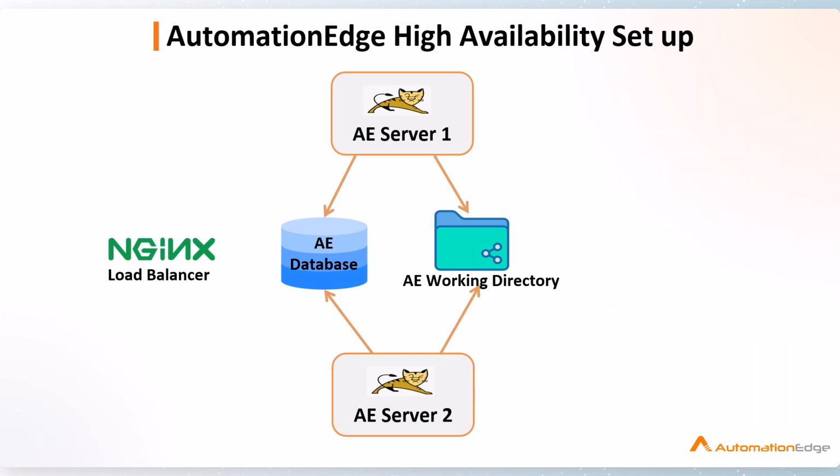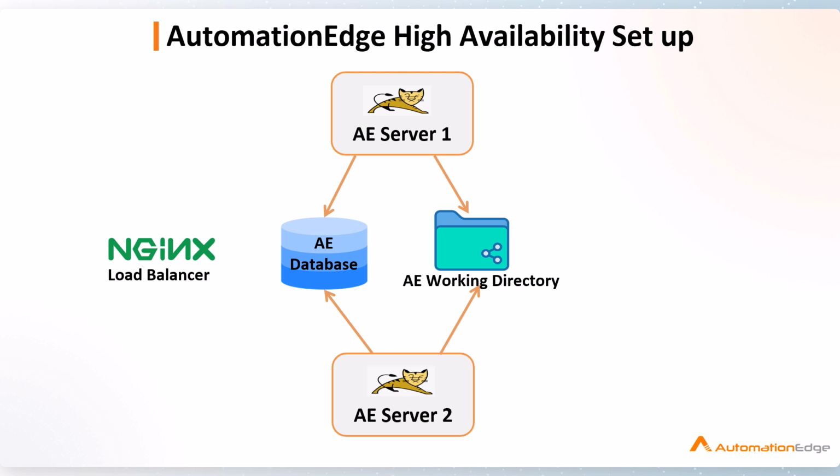Let's zoom in on Nginx because it's the front door of your HA setup. Nginx is a lightweight, fast web server that can also act as a reverse proxy and load balancer. In AE-HA, it does one job. It takes every incoming request and sends it to one of the AE engine servers.